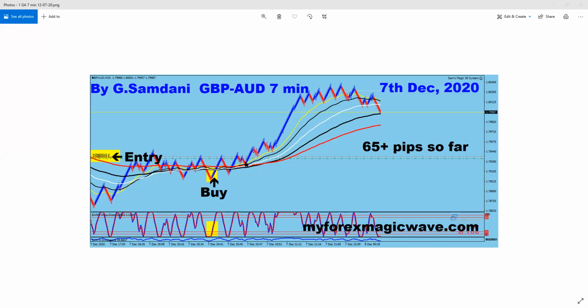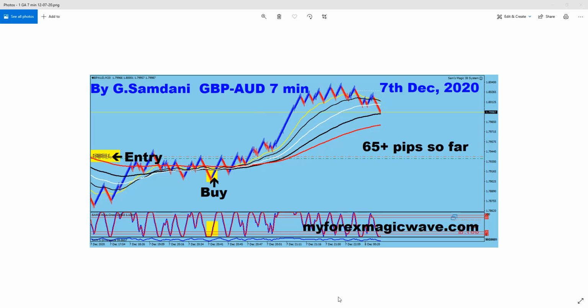Actually, it was here. You can see the rules for making an entry from the 7 minute chart are the same as the 20 minute, but with one extra rule: the yellow has to be above the red as well. So yellow has to be above the black, the thin black one, and then also above the red, which was not the case here. It was the case here.